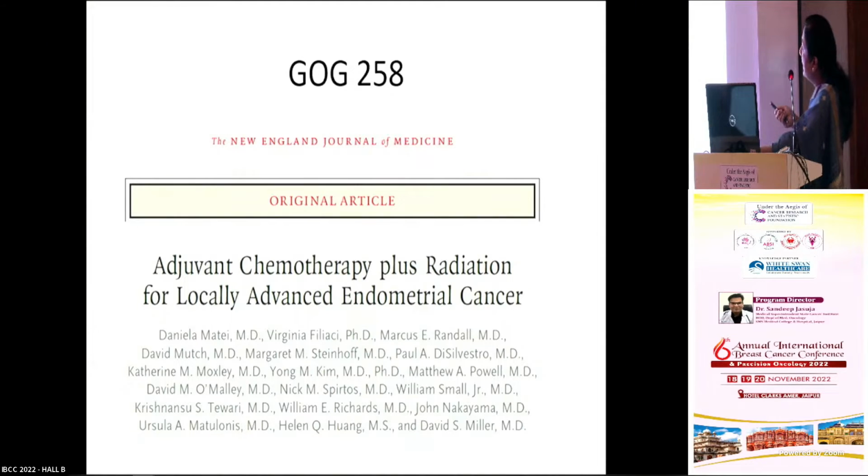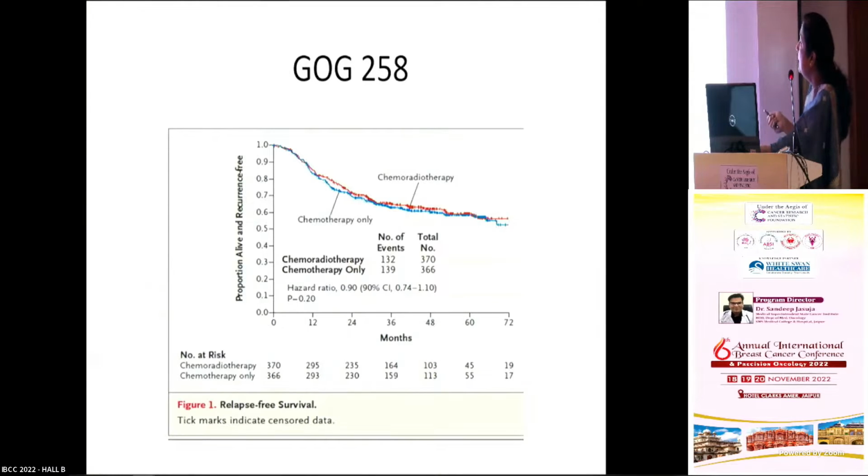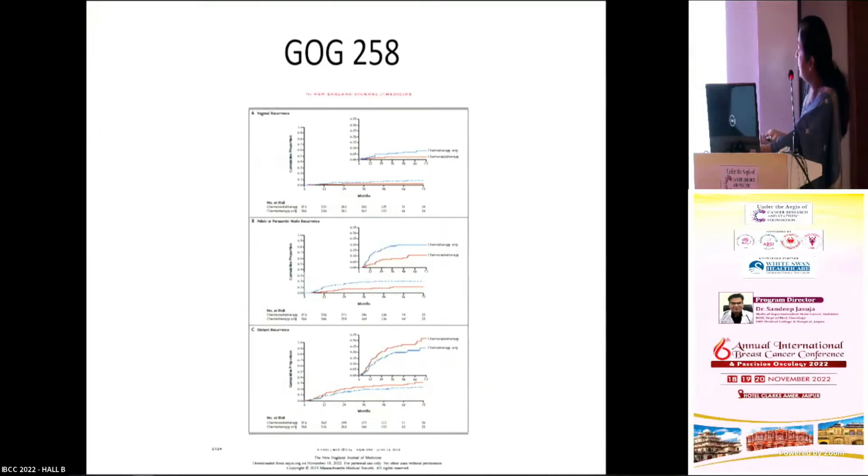This is another trial which has recently published its data, GOG 258. They studied adjuvant chemotherapy plus radiation versus only chemotherapy in advanced stage endometrial cancer. They found that there was no difference in relapse-free survival with only chemotherapy versus chemoradiation. So maybe only chemotherapy will become the future norm for advanced stage endometrial cancer.